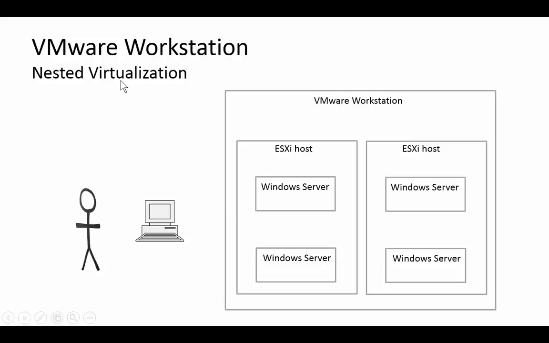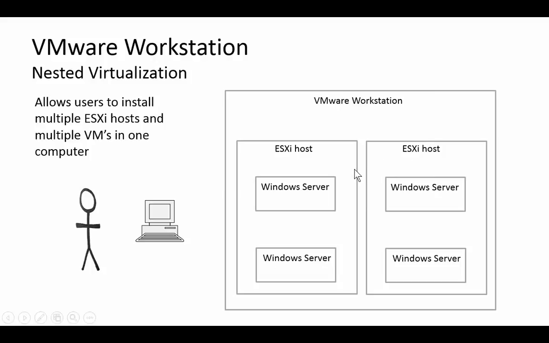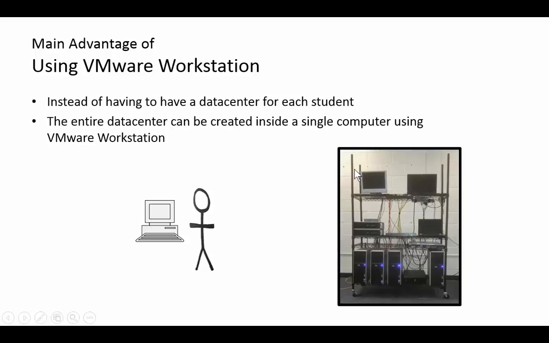VMware Workstation implements nested virtualization. And the user can install two separate ESXi hosts all within his own computer, and then can install virtual machines within those ESXi hosts. This is called nested virtualization. And this allows users to install multiple ESXi hosts and multiple virtual machines all in one computer. And the reason we do this is it's a heck of a lot cheaper.